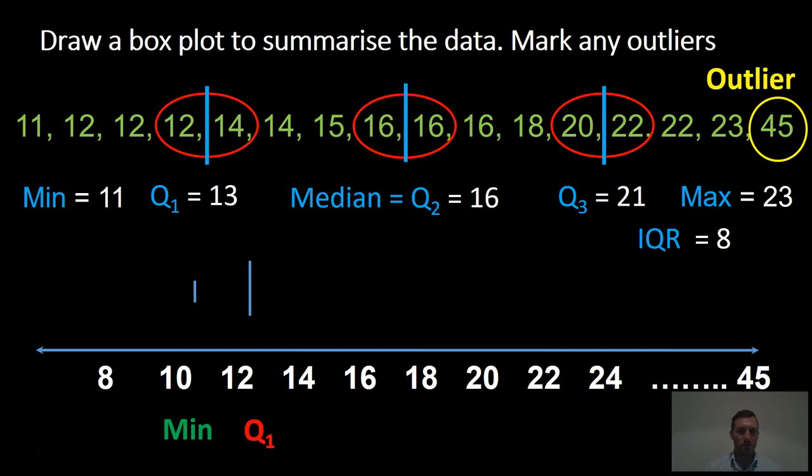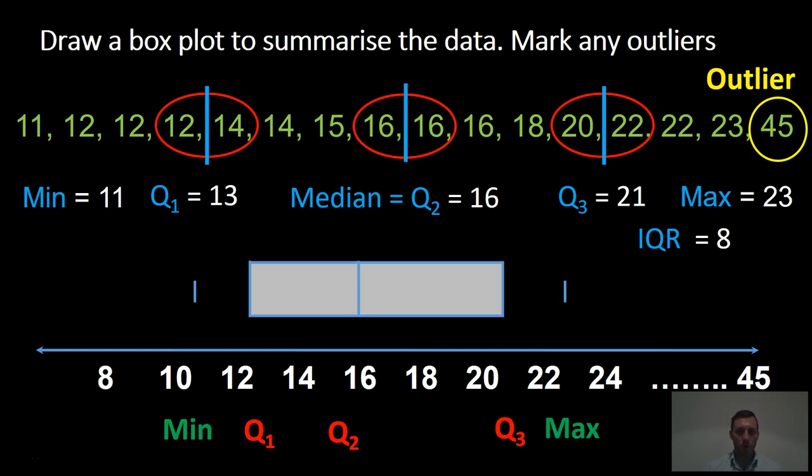So we've got the minimum, Q1 or lower quartile, the median, which is Q2, the upper quartile, which is Q3, and the maximum. Then we draw a box between Q1 and Q3. Ensure you have a line indicating where the median is. Extend lines from the box out to the minimum and maximum values. And you mark with an asterisk or a cross wherever your outliers are. So I've marked it here.